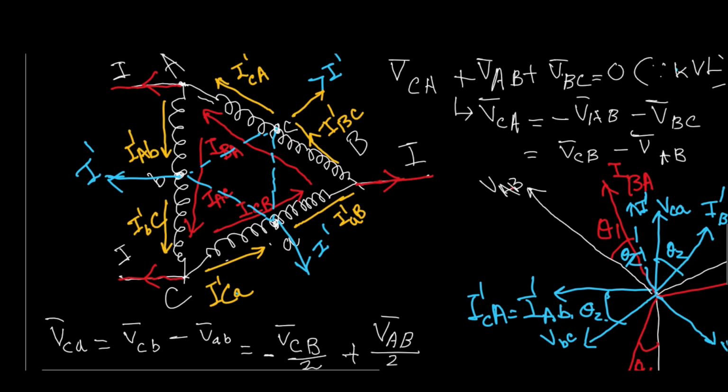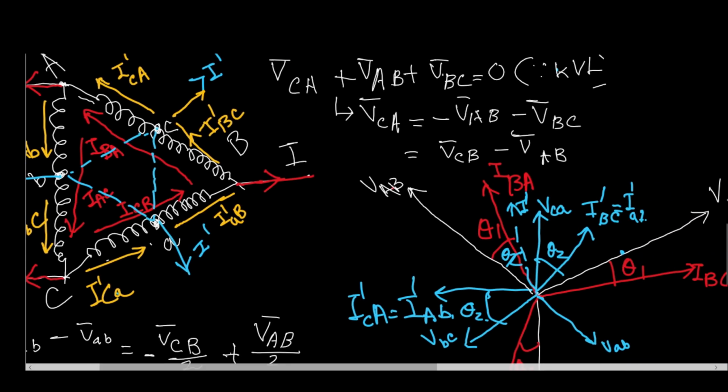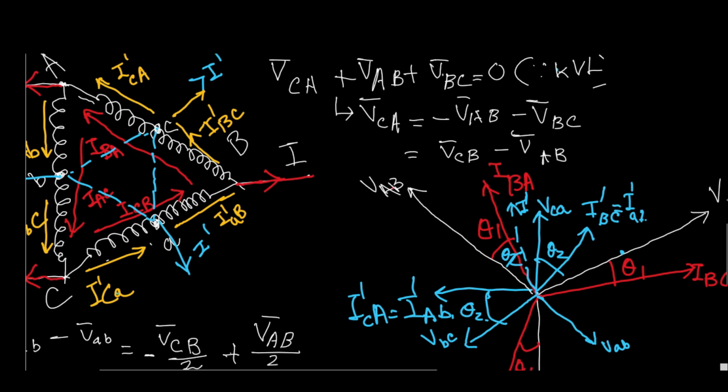Right. Now how to find out the direction of current? Like the previous case, similarly here also the current is exactly theta 2 lagging I dash BC. What is I dash small bc?